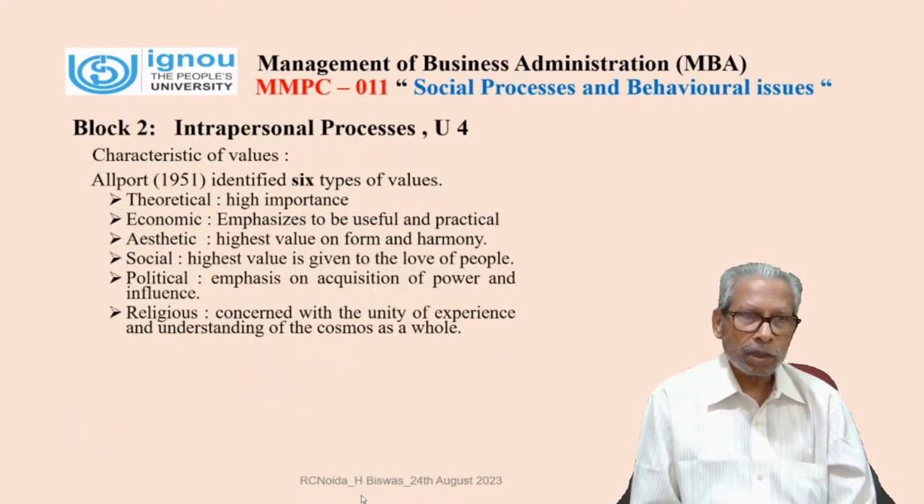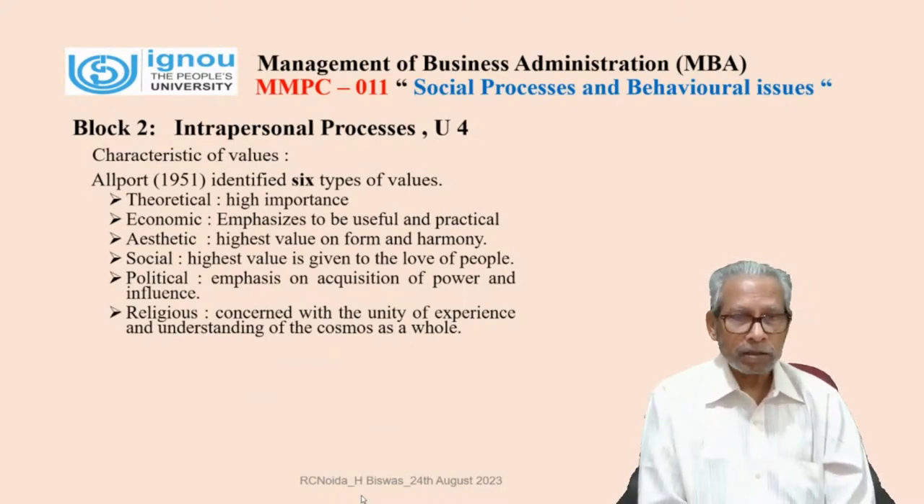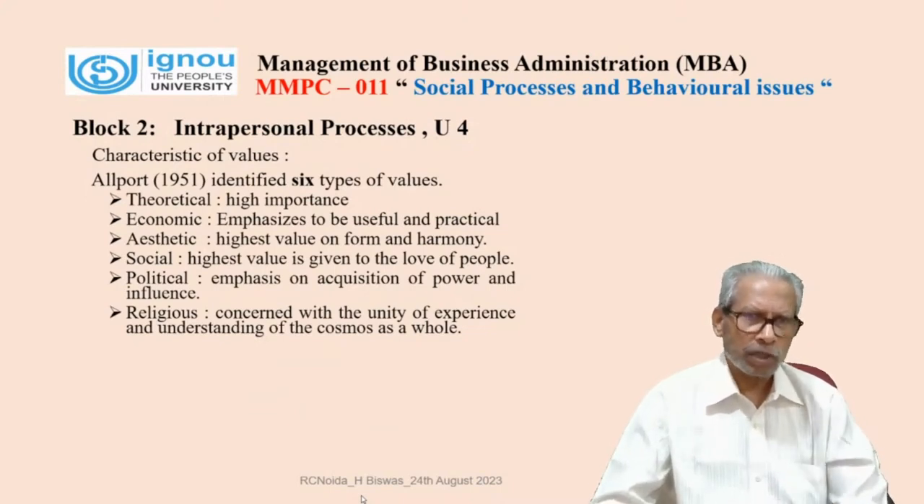Now, some of the theoretical and economic aspects are there. Then the highest value of the social system, there are people. Politically, they emphasize the institution of power and influence. In the religious, they are concerned with the unity of experience and the understanding of the cosmos of the world. So these are some of the 6 points, types of values I put.